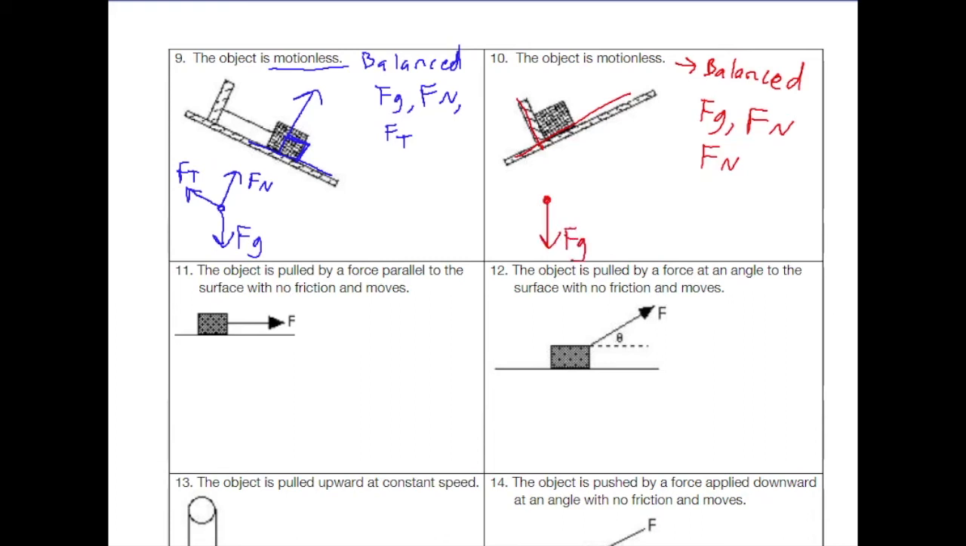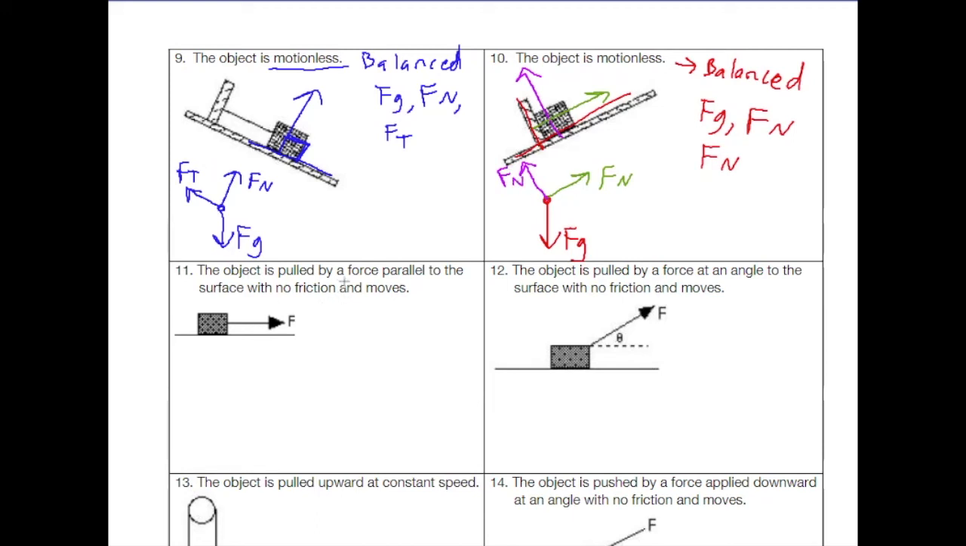And then like we said before, force normal points perpendicular from the surface. So this first force normal is going to point in this direction, and our second force normal is going to point in this direction. So I'm going to go ahead and add those to my free body diagram. So 2 force normals, both pointed in different directions, but each of those directions is perpendicular to their surface.